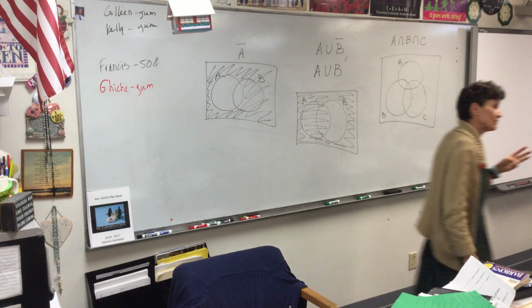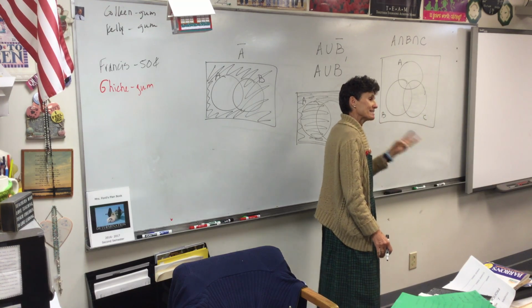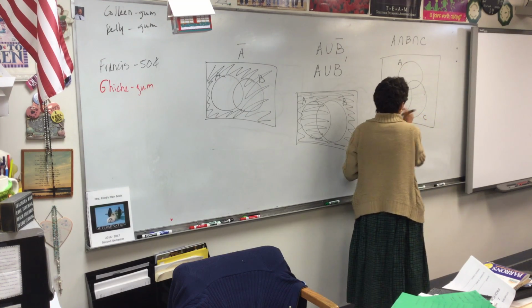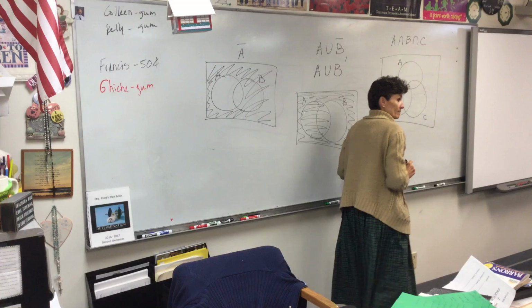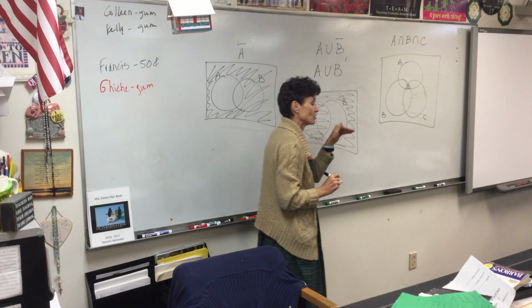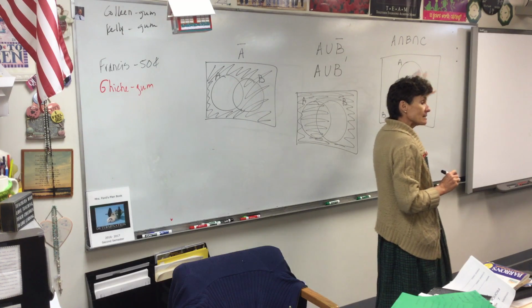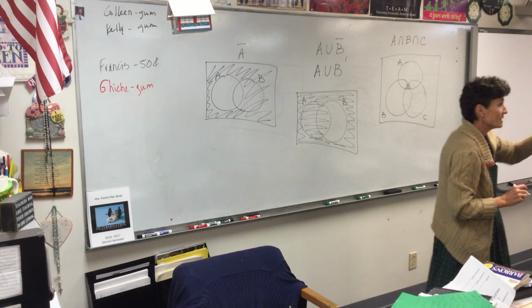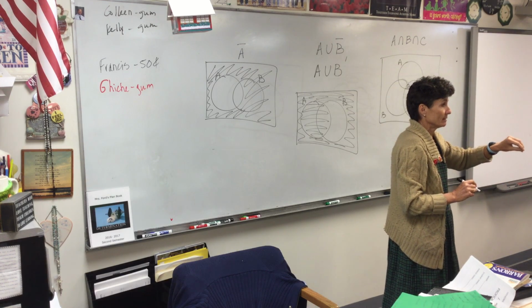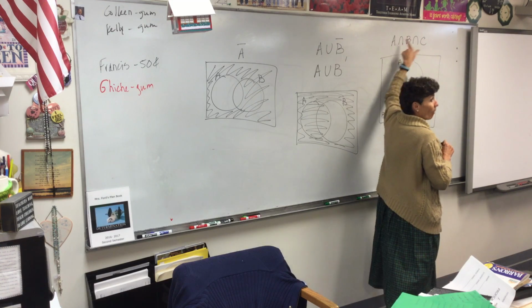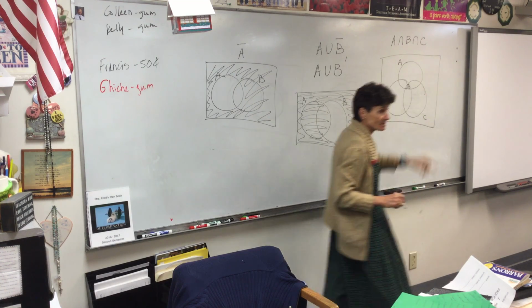So where are you? If you have to be in A, in B, in C, because this is and, where are you? Right there. Those guys right there. That would be like me saying to you, A is the people who like hot dogs, B is the people who like hamburgers, C is the people who like pizza. What are these? These are the people that like all 3. That's what that means. Okay?